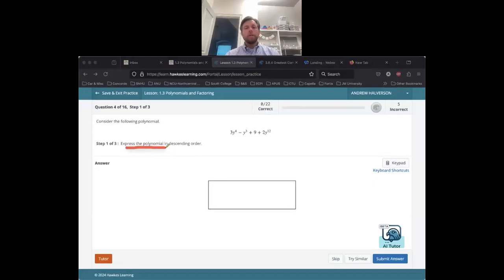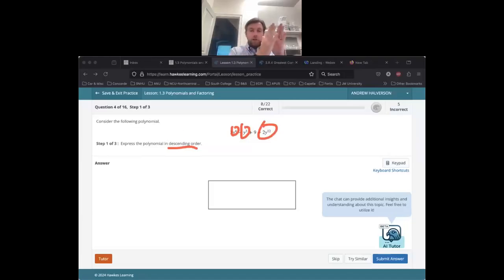Oh, this one here says express the polynomial in descending order. The buzz phrase is right here, descending order. What does that mean? Look at the exponents, and you write them from highest exponent to lowest exponent. So the term with the highest exponent is this one right here, 2y to the 12th. So you write that one first.